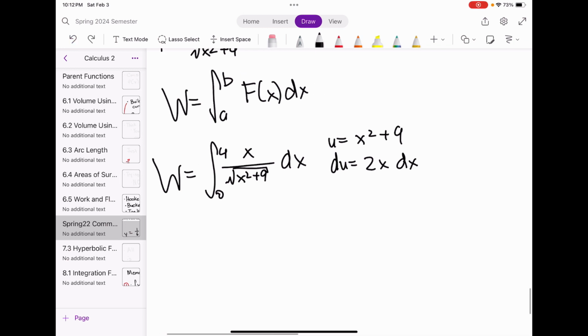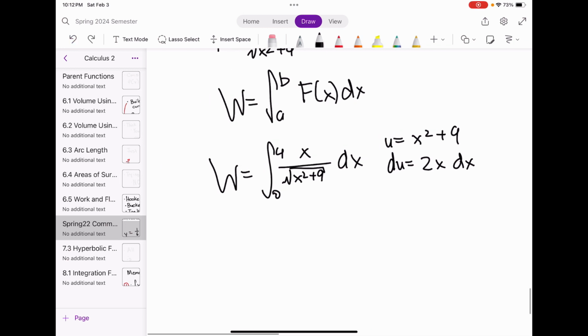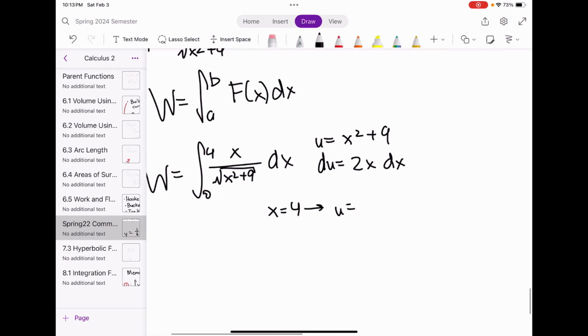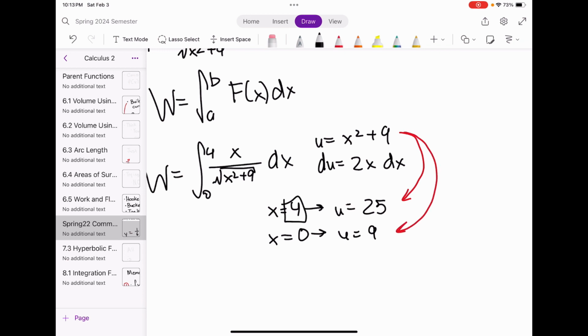If you don't know what I'm doing, you should know. Basically, we put the value of x into this equation of u and define a new limit. So u is equal to 4 squared plus 9, 16 plus 9 is 25. When x is equal to 0, u is equal to 9. And that comes from here. All we're doing is plugging in 4 into this, and then 0.